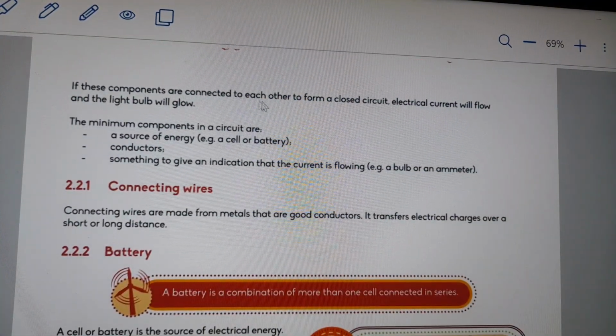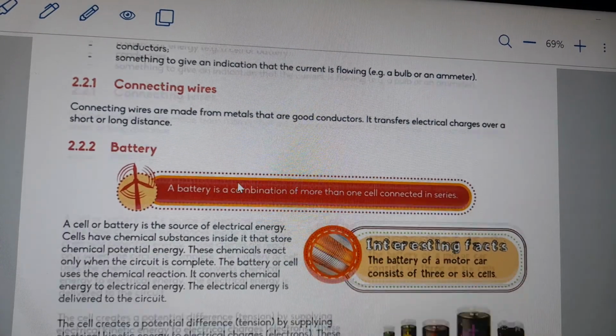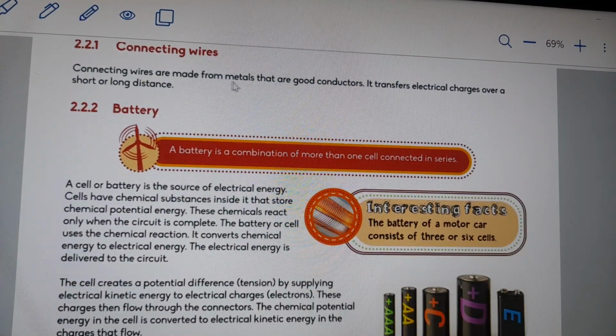If these components are connected to each other to form a closed circuit, electrical current will flow and the light bulb will glow. The minimum components in a circuit are a source of energy, conductors, and something to give an indication that a current is flowing, for example, a bulb or ammeter. Let's look at the connecting wires. Connecting wires are made from metals that are good conductors, like for example copper. It transfers electrical charge over a short or long distance.